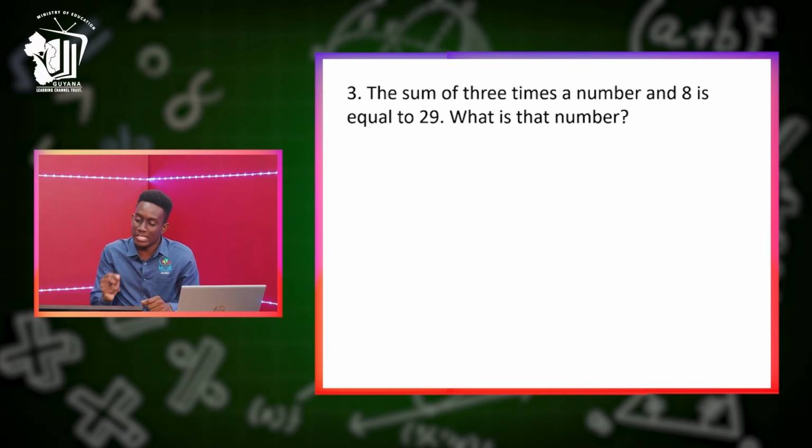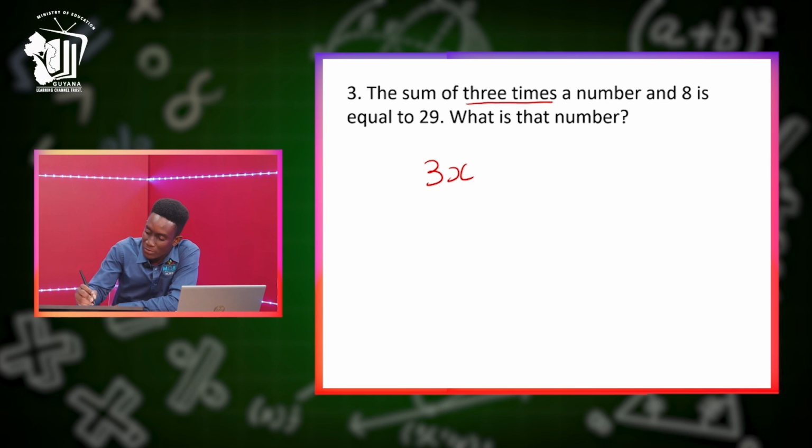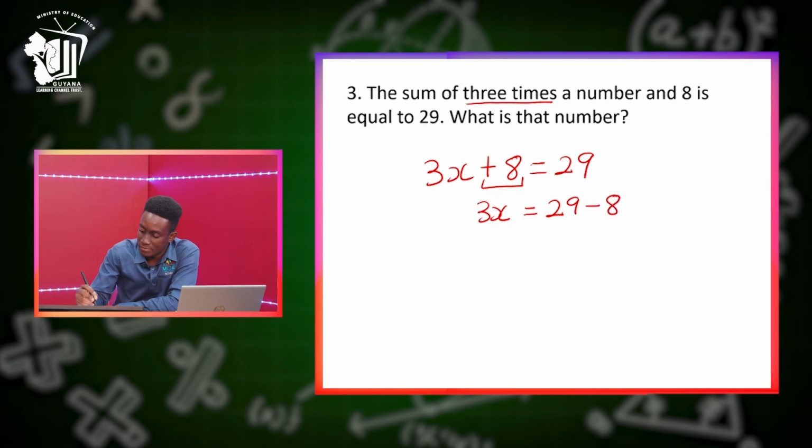The sum of 3 times a number and 8 is equal to 29. What is that number? So the sum of 3 times a number, so we know we're adding here, and we're talking about 3 times a number. So it's 3 times x, and the sum of this and 8, so we add the 8, is equal to 29. What is that number? So we have to solve for x, so we take over this plus 8. So this will be 3x is equal to 29 minus 8. That would give us 21.